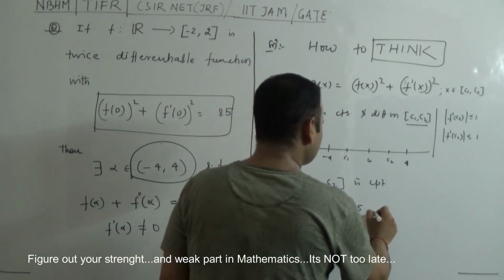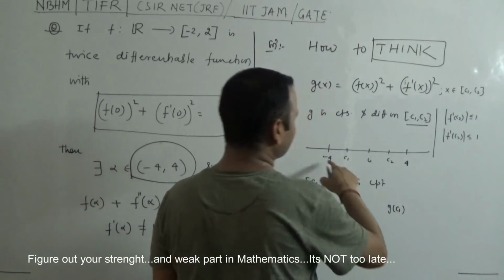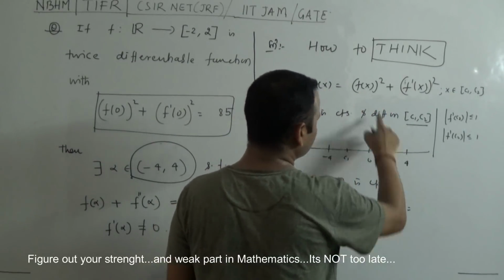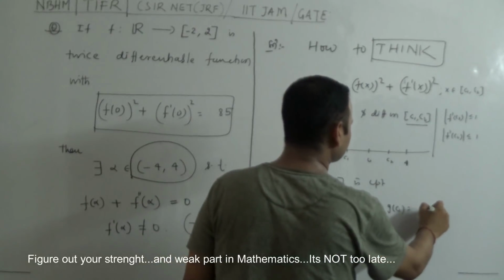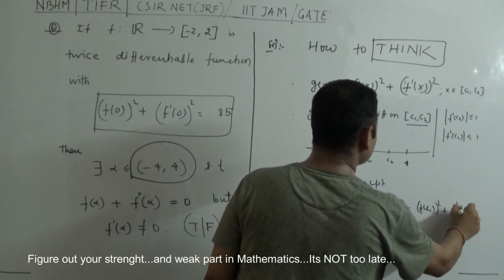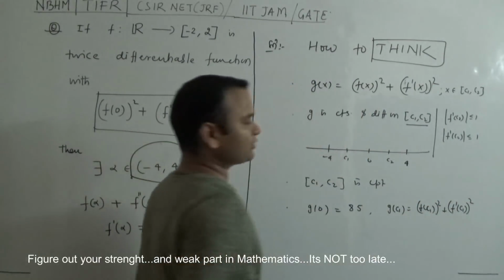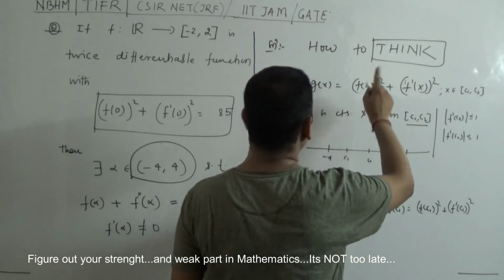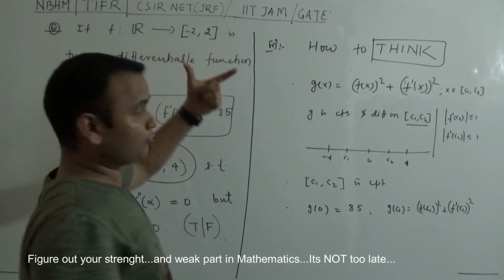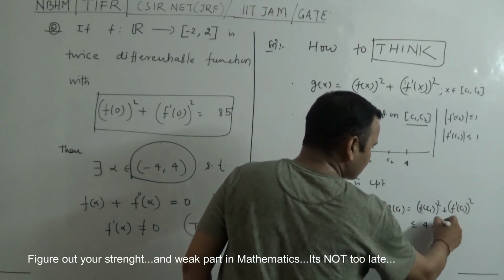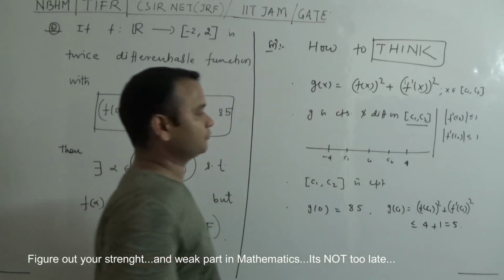And what is g of C1? g of C1 is nothing but f of C1 squared plus f prime of C1 squared. What can you say about the value of g of C1? The maximum value of f of C1 can be 2 in modulus, see. So its square maximum value will be 4, and the maximum value of the other term is 1. So this value is 5.